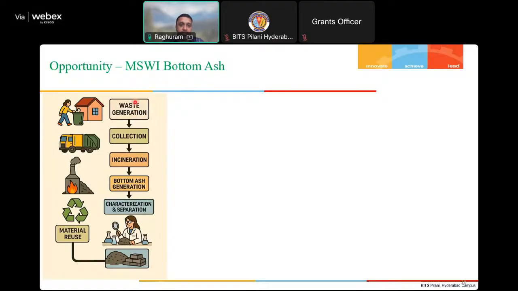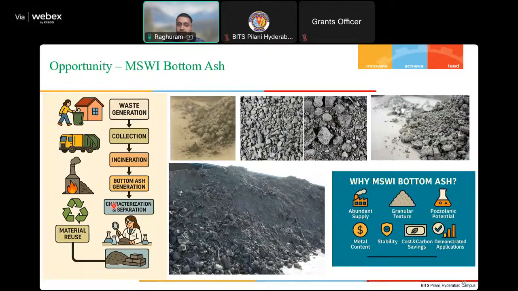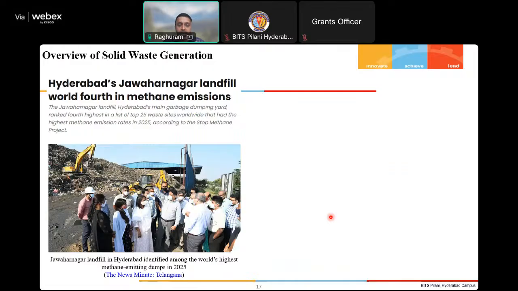So here the waste will be generated and collected. After the collection it will be incinerated, and bottom ash will be generated. We will be collecting that bottom ash, characterizing the material, and reusing it for these kinds of techniques. This is how the bottom ash looks. And why only bottom ash? As I said, abundant supply, because with increasing population the waste will increase and obviously the ash will increase. Now, we have chosen a particular landfill because near the BITS Hyderabad campus we have the Jawahar Nagar landfill. Fortunately or unfortunately, it's one of the fourth largest methane-emitting landfills in the world.